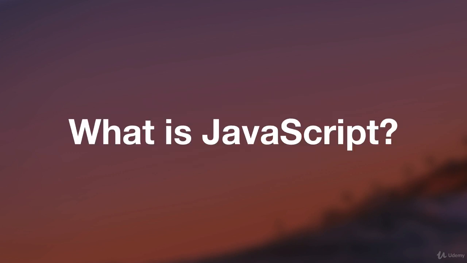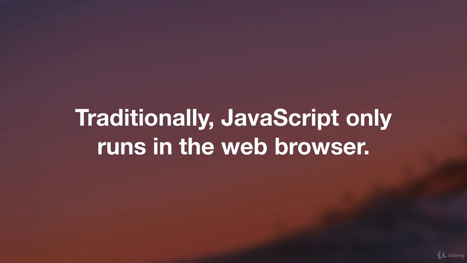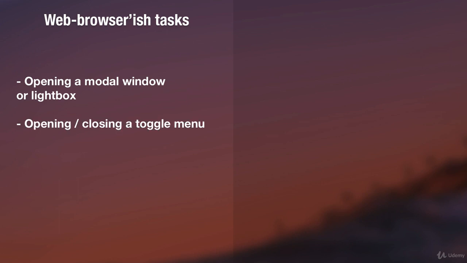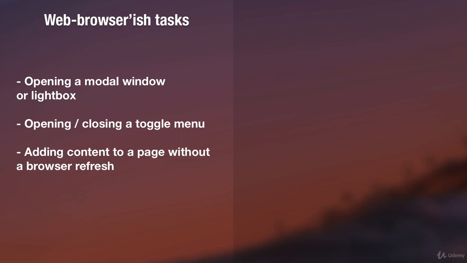So what is JavaScript? We traditionally think of JavaScript as a language that only runs within the web browser, which means JavaScript can only do web browser-ish things. Things like opening a modal window or a lightbox on a web page, or opening or closing a toggle menu on a page, or adding new content to a page without a hard refresh. Those are all very web browser-ish tasks. We might call them front-end tasks.